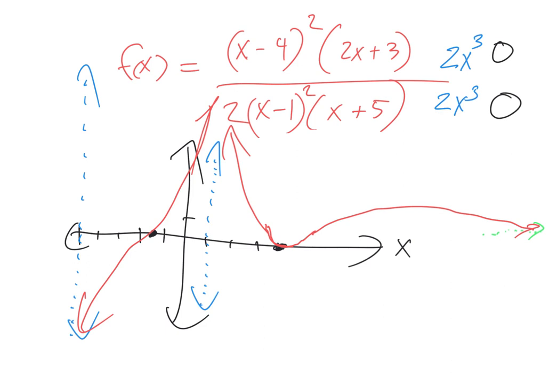Oh, and then I need my y-intercept. Put in 0 for x. When I put in 0 for x, I get 1 squared, which is 1, times 2 is 2, times 5 is 10. My denominator is 10. In the numerator, 0 minus 4 is negative 4, squared is 16. 16 times 0 plus 3, 16 times 3, that's 48. So I'll have 48 over 10, or about 4.8.